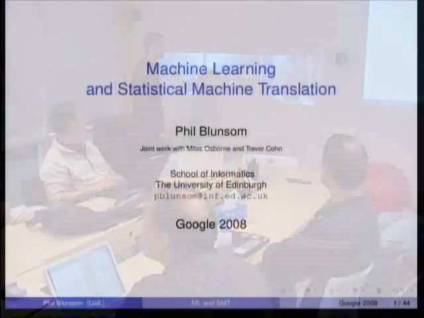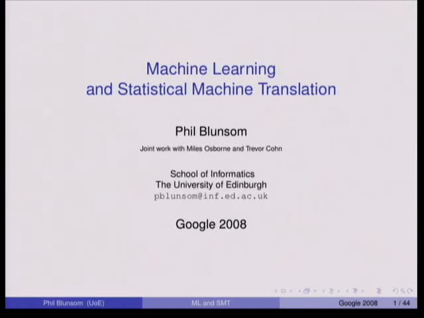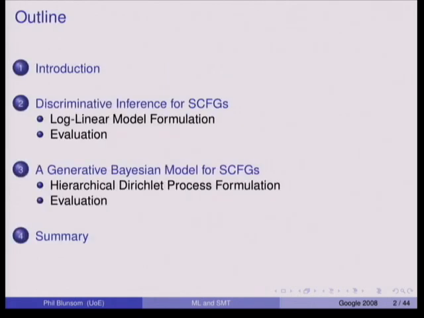Okay, so as Shankar said, I'm Phil Blunsom. This is work that I've been doing at the University of Edinburgh with my collaborators Miles and Trevor. So what I'll be talking about today, I'll start with some introduction, and I'm going to motivate the work we've been doing to apply ideas from machine learning to machine translation, and two bits of work in particular. The first using discriminative modeling techniques, and the second using generative Bayesian modeling techniques. And I'll motivate why we might be interested in both.